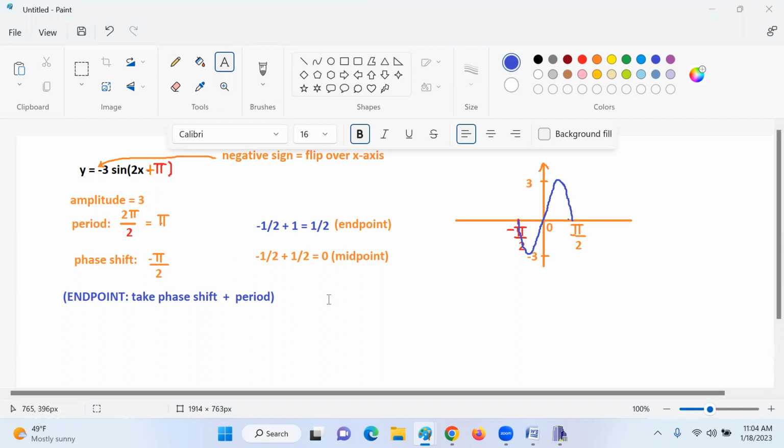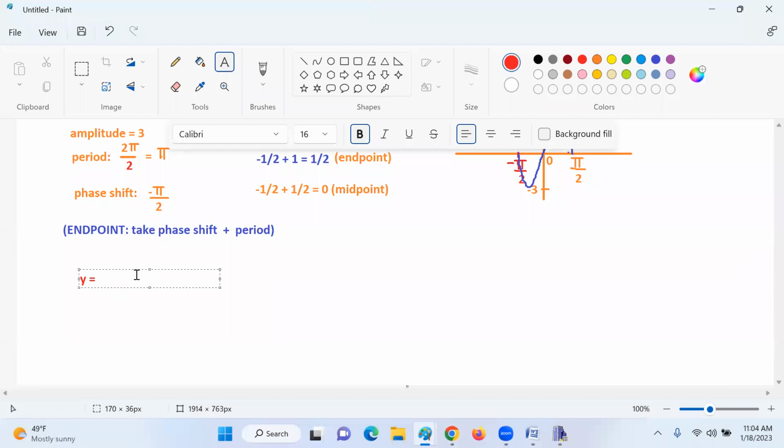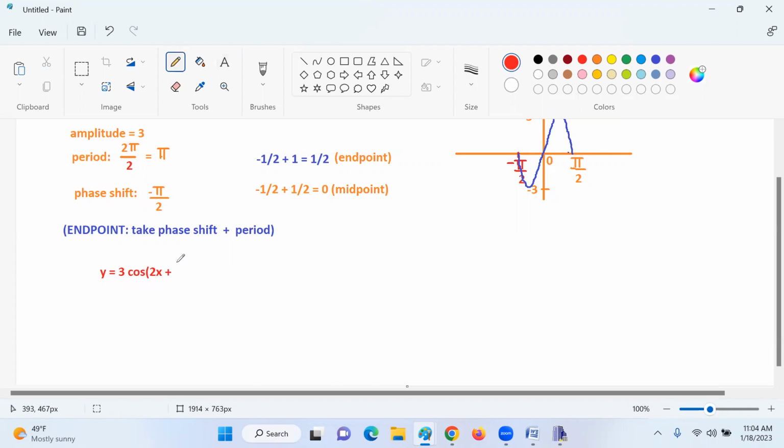Okay, so are we good with this? So now we're going to go for cosine. Are we good? So we start with cosine. Let's say we start with 2 cosine of, let's say, start with 3. I feel like it's better. 2x plus pi over 3. Are we good?